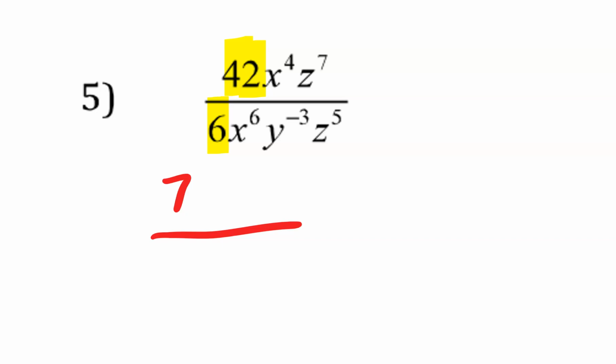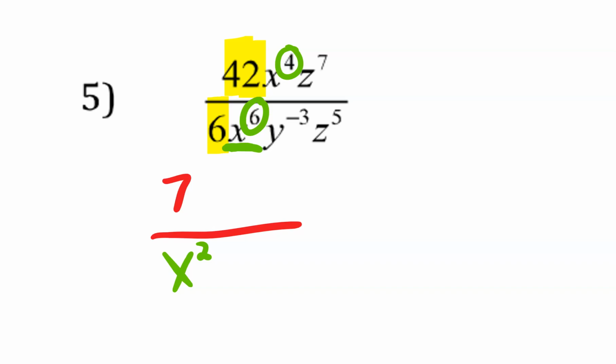Then the next thing is the x's. This is a 4, this is a 6. I'm dividing like bases, so I need to subtract the exponents. So 6 minus 4 is 2. But that one's going to go on the bottom because this one was larger. The x to the 6th was the bigger one, and it was on the bottom.